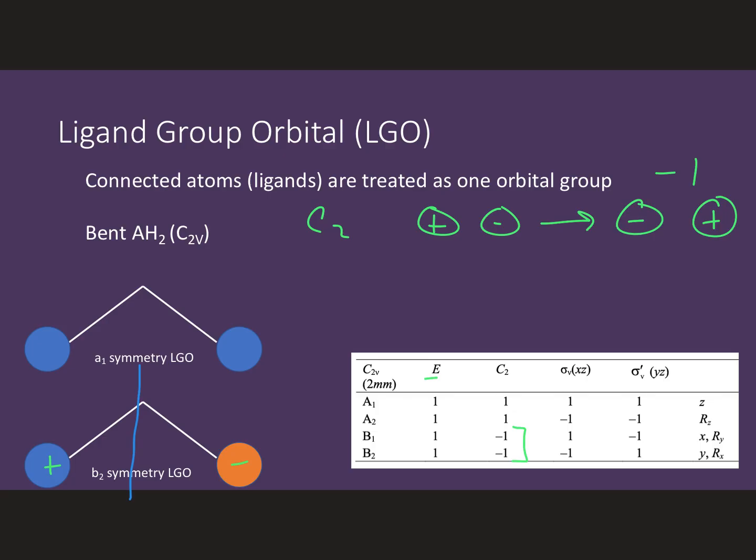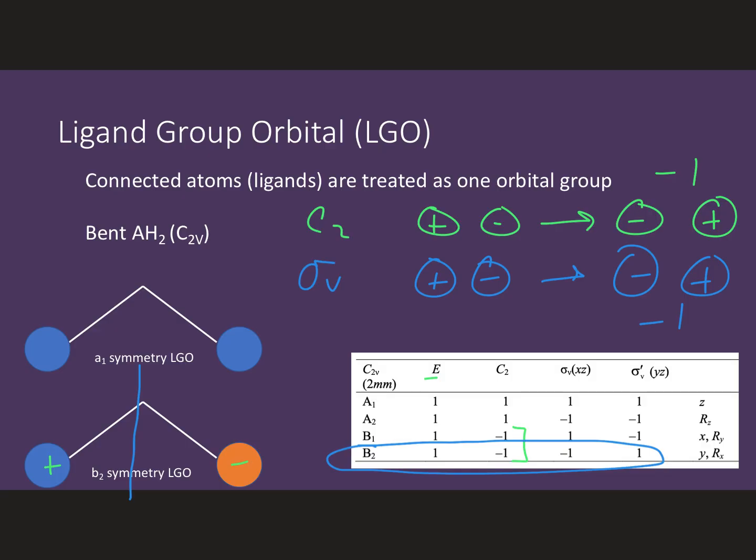And let's do that one. So we've got our sigma V here. We're going to go from positive, negative. That is going to reflect across, and we'll see that we get now negative, positive. So therefore, this is also a -1. So by looking at our symmetry elements, our ligand group orbital has B2 symmetry.